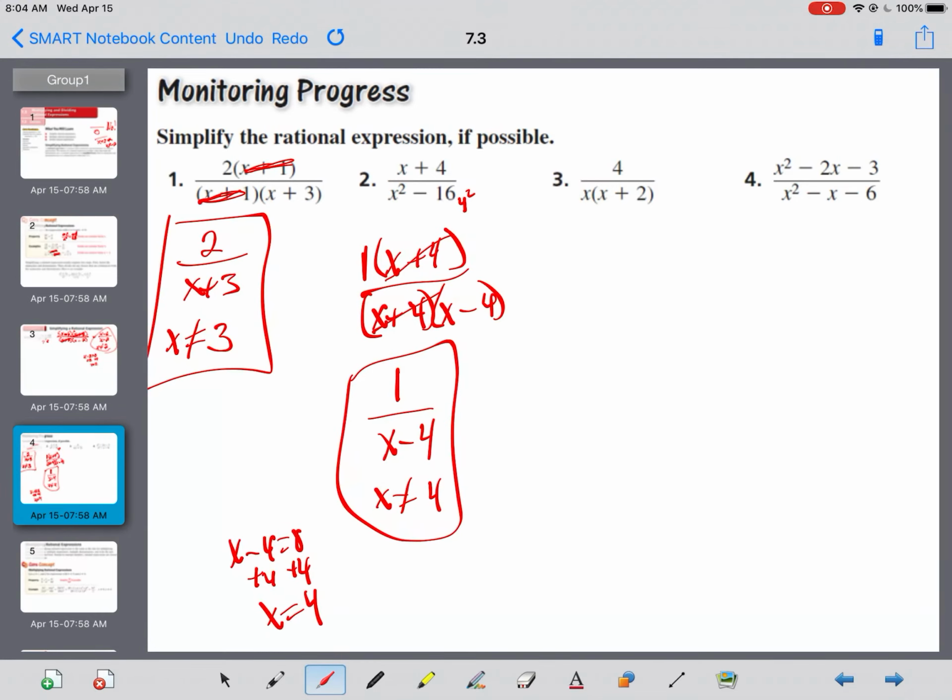Mr. Maggart, how'd you get the 4? Well, x minus 4 equals 0. Add 4 to both sides. X. What makes that true is 4, so x can't be 4.